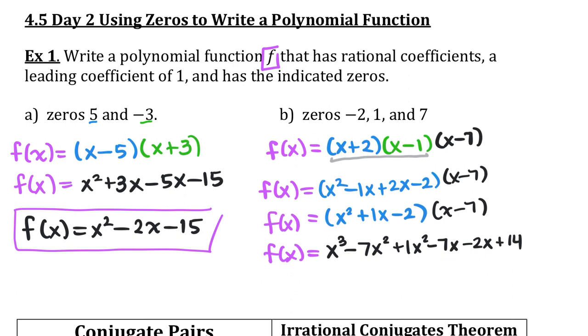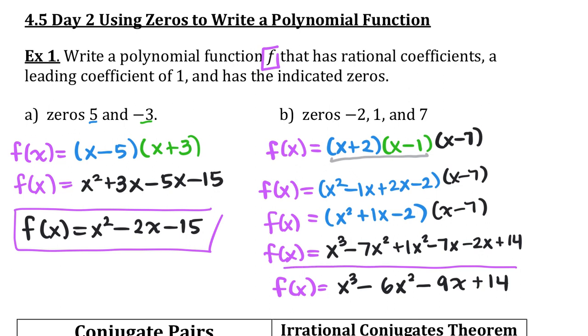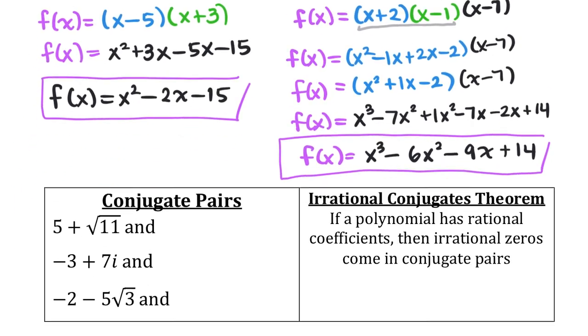Let me look for like terms, and I'll write my polynomial. X cubed minus 6x squared, negative 7 minus 9x, plus 14. And just like the first one, I called it f. It has rational coefficients because the coefficients are 1, negative 6, negative 9, and 14. And the leading coefficient is a 1 because it's x cubed. So that's my answer.